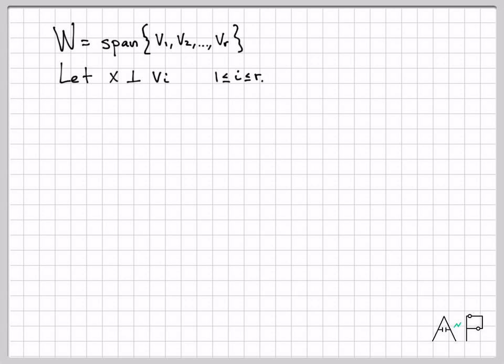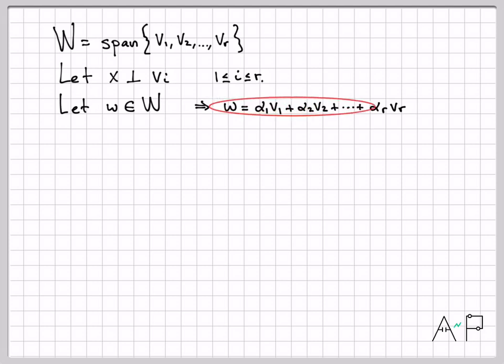And let's assume that x is orthogonal to all of these v's. So x is orthogonal to v1, orthogonal to v2, etc. And then let's pick some arbitrary element from our subspace capital W. Well, since little w is an element of the subspace capital W, that means that we can write it as a linear combination of the basis, right? That's exactly what it means to be in this set. It means that you have to be some linear combination of the v's. So no matter what I choose for little w, I can write it as a linear combination of v's.